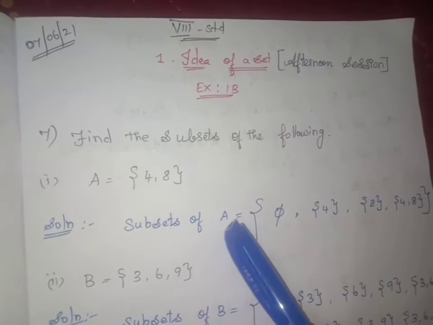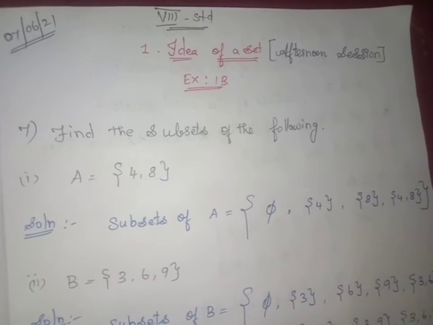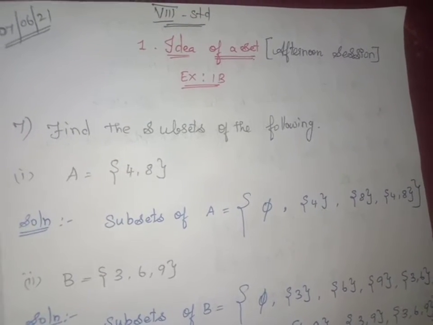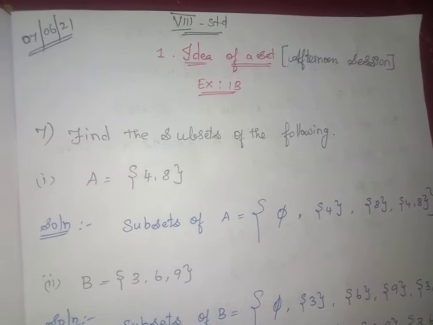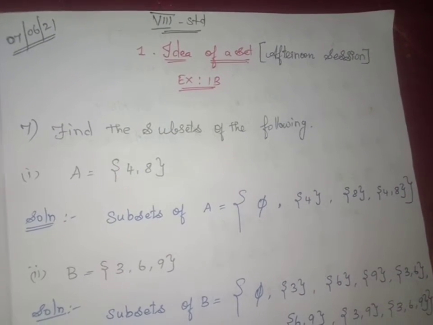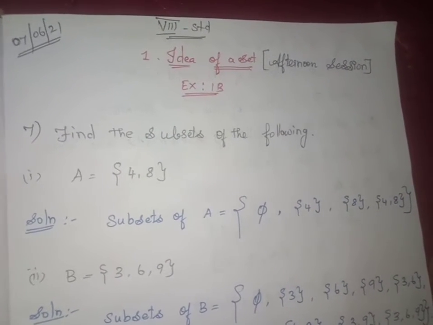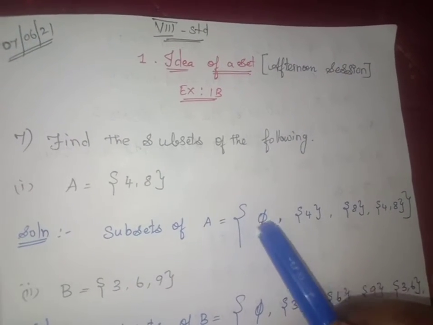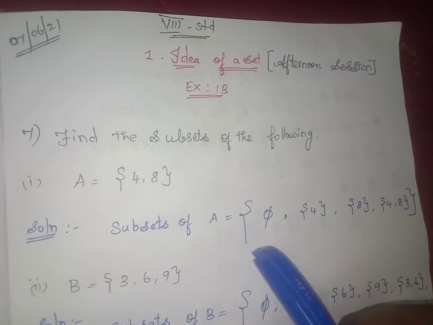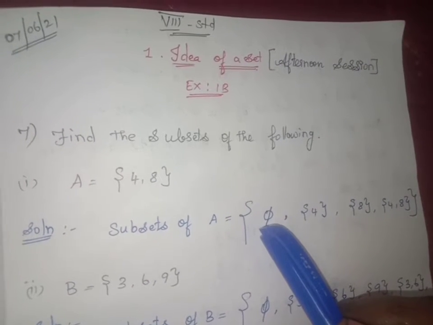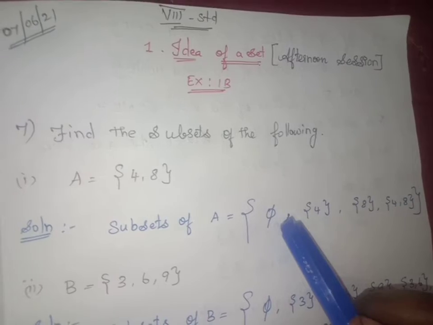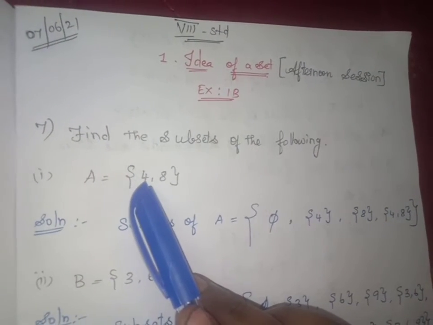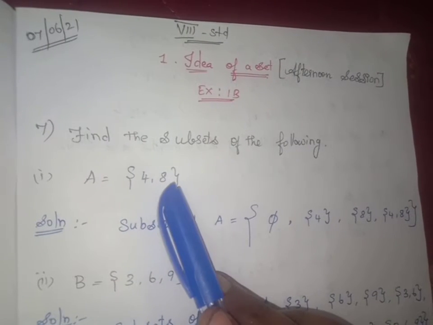Subsets of A: the first one. Already I explained that every empty set is a subset of any set. Whatever set you take, the empty set is one of the subsets of every set. So the first subset of A is the empty set. This is termed as an empty set. Then {4}, a singleton set, is one of the subsets of the set {4, 8}.